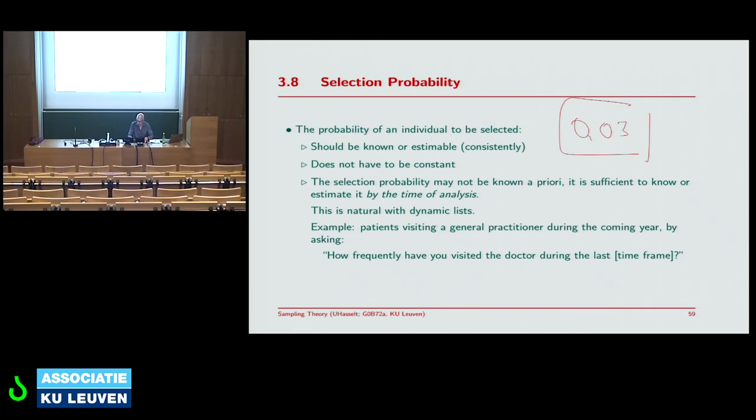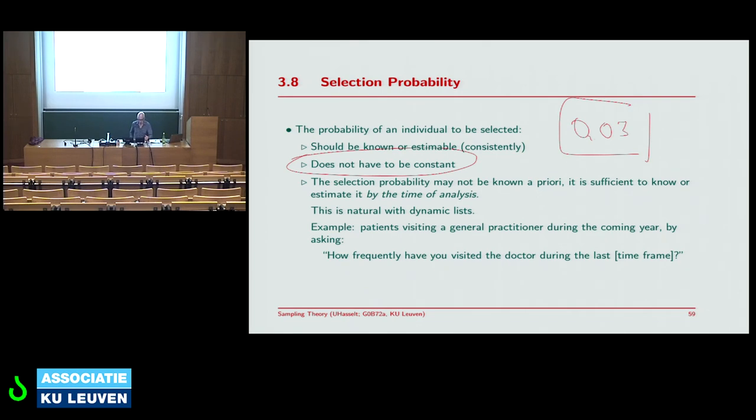It should be known, or it should be knowable at some point, maybe not now, but at a well-defined point in time. For example, at the end of the year, think of the example of the general practitioner that we gave before. The number should be known, or at least one should be able to consistently estimate it. Very important, and often there is confusion about it, but if this would not be the case, a large part of the course would actually not exist.